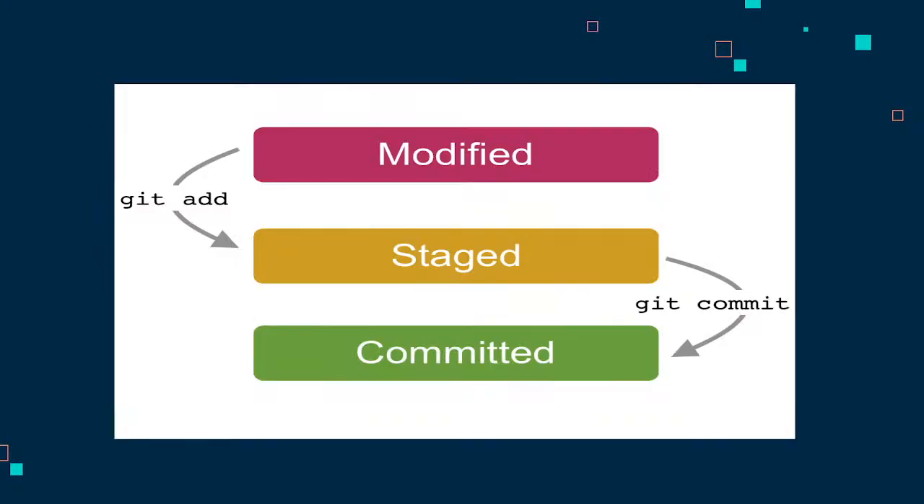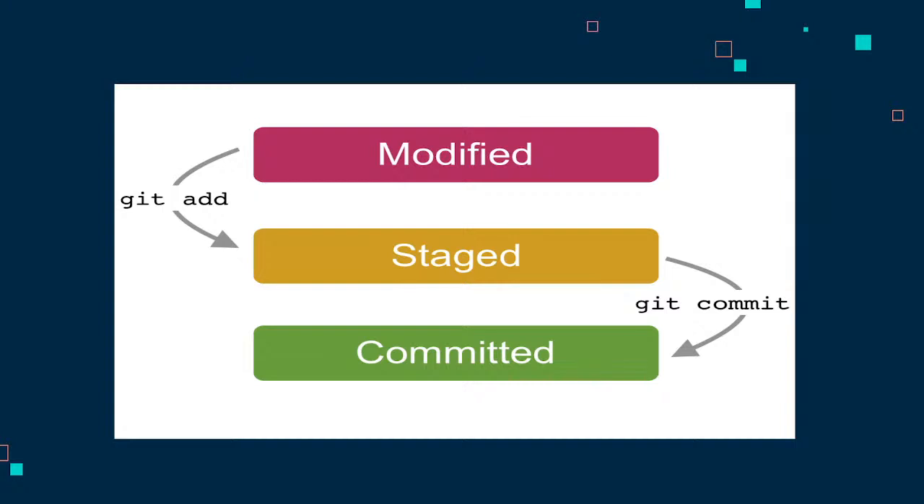So, there are basically three states: the modified state, the committed state, and the staged state. A file in the modified state has some changes made to it, but it's not yet saved. This means that the state of the file has been altered from its previous state in the committed state.